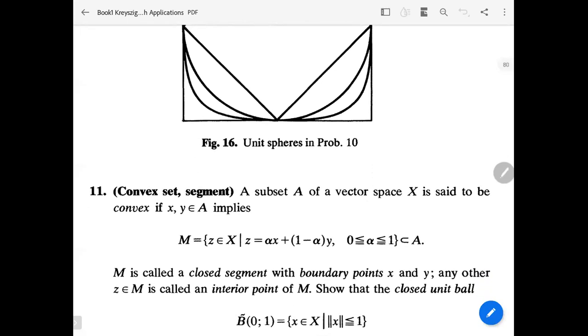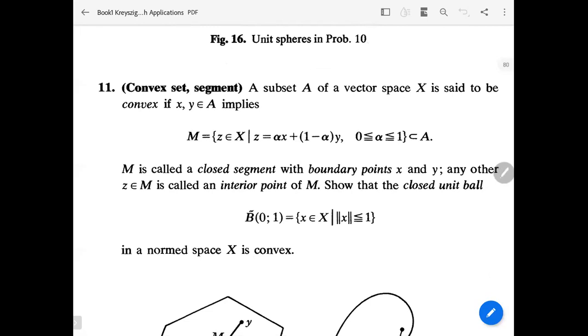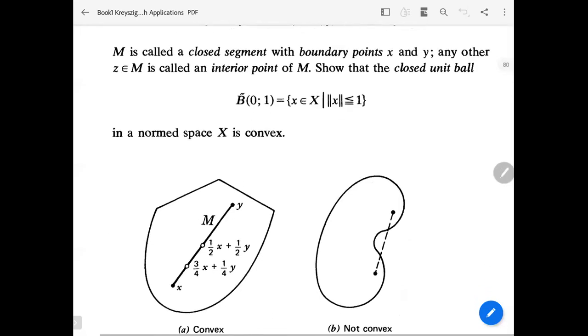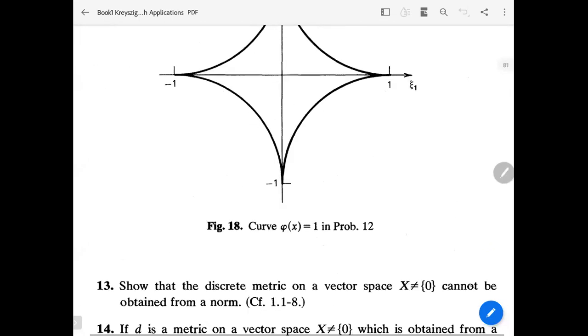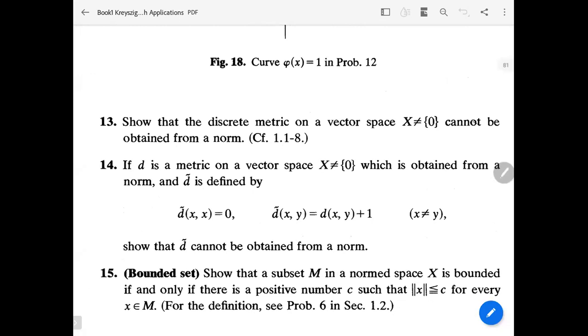So then read about convex sets in a vector space, right? And we'll discuss some more exercises in the next session. Hopefully in this week I will conduct one more session, maybe along with Professor D'Souza, a problem solving session. I will let you know.